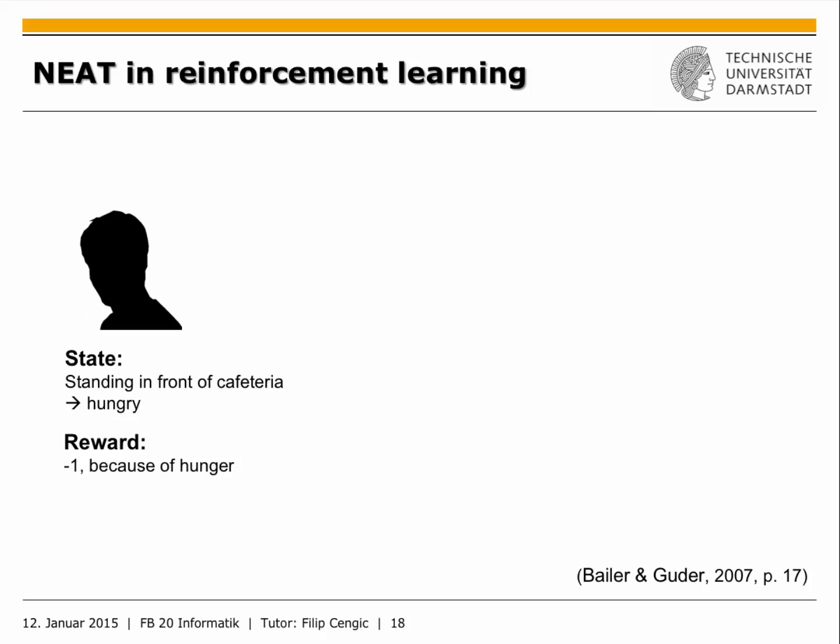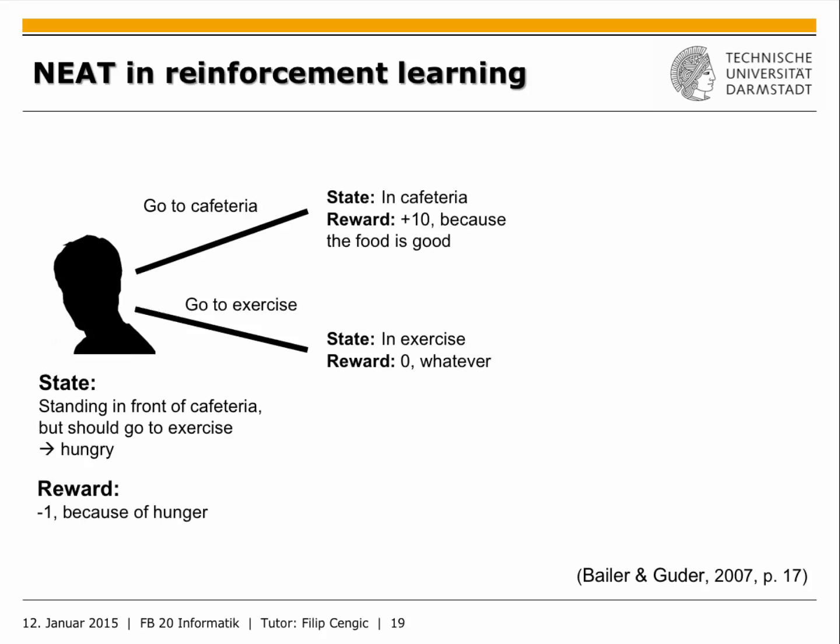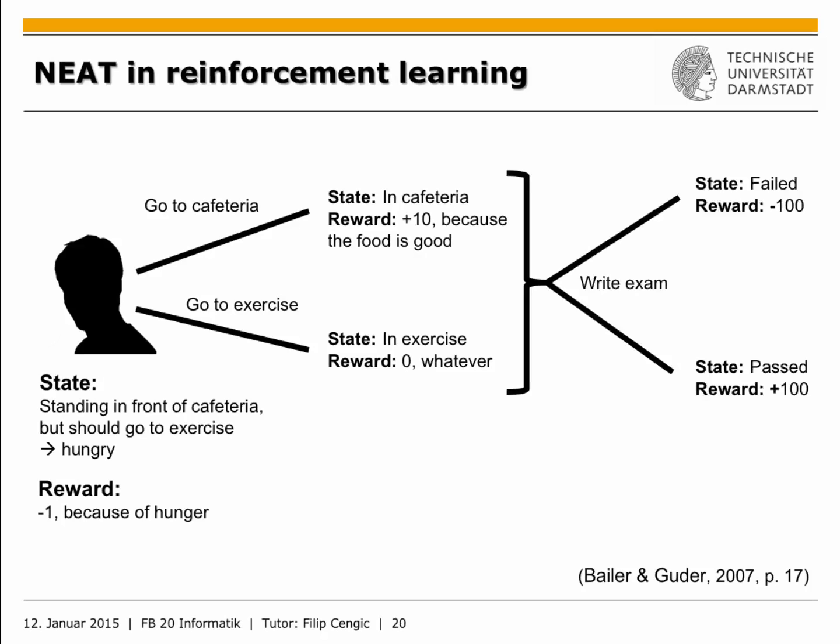The reward will be -1 because of the hunger if he decides to stand or to go to the exercise. If he goes to the cafeteria, we will reward him with 10 points because the food is good. Otherwise, the reward would be 0 points if he decides to go to the exercise. The problem is, if he writes the exam and he fails, the reward will be -100. If he passes, it will be +100. So if he decides to go to the cafeteria, the probability gets higher that he fails the exam. Do you see the problem in this example?